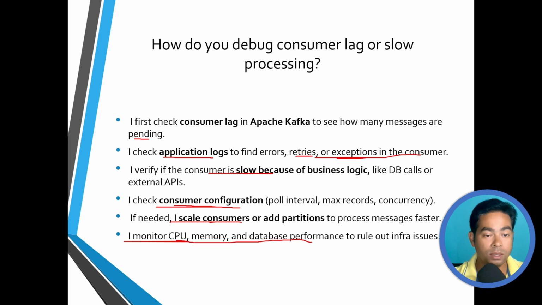So the question was, if there is any lag in message processing, how will you debug it? On the consumer side, you will check whether the consumer is capable of handling multiple messages at the same time, and what the root cause is. After finding the root cause, you will provide the actual solution.